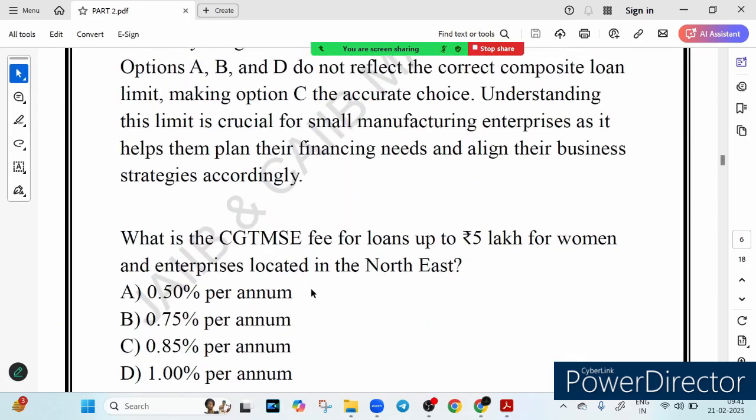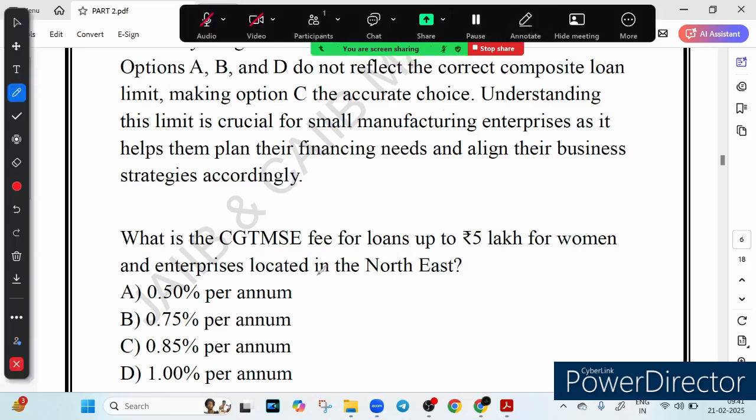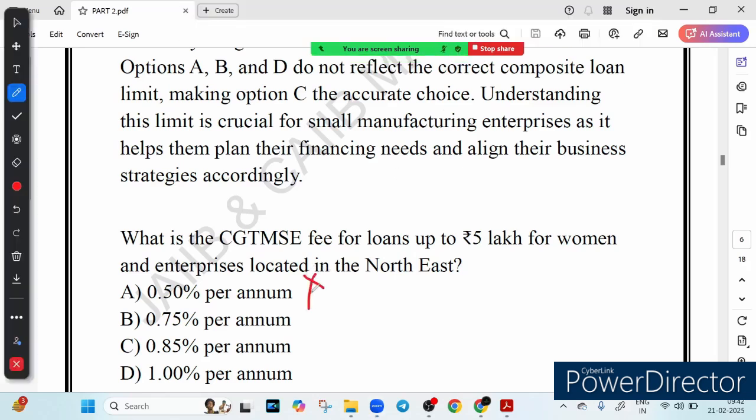Very nice question. What is the CGTMSE fee for loan up to 5 lakh for women and enterprise located in the northeast? Right. So the options are 0.5%, 0.75%, 0.85%, 1%. What do you think is the correct answer? First option 0.5%. This is wrong. 0.5%, you know that this is not the correct CGTMSE fee for loan up to 5 lakh. The actual rate is higher. Now option B says 0.75% per annum.